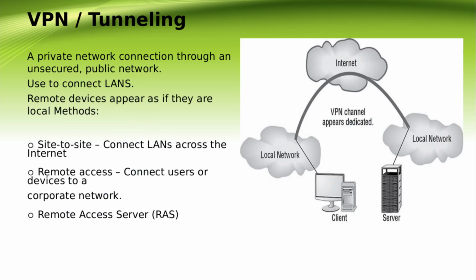VPN tunneling is a private network connection through an unsecured or public network used to connect LANs. Remote devices appear as if they are local. The methods are site to site, remote access, and RAS. A VPN, or virtual private network, is a communication tunnel between two entities across an intermediary network. In most cases, the intermediary network is an untrusted network such as the internet, and therefore the communication tunnel is usually encrypted.